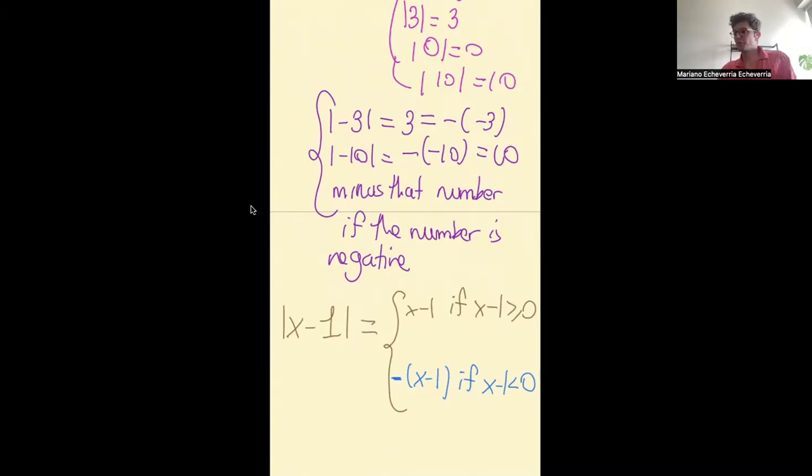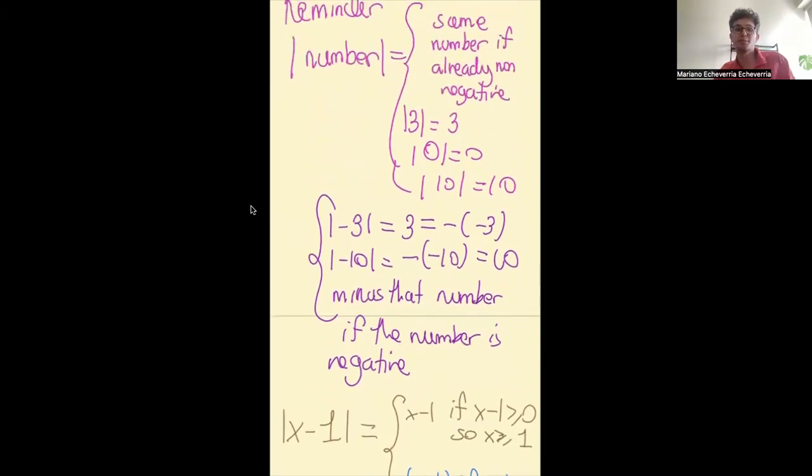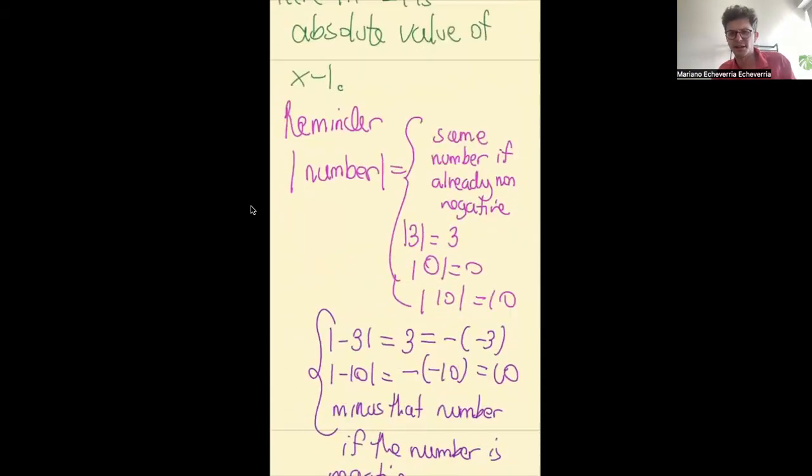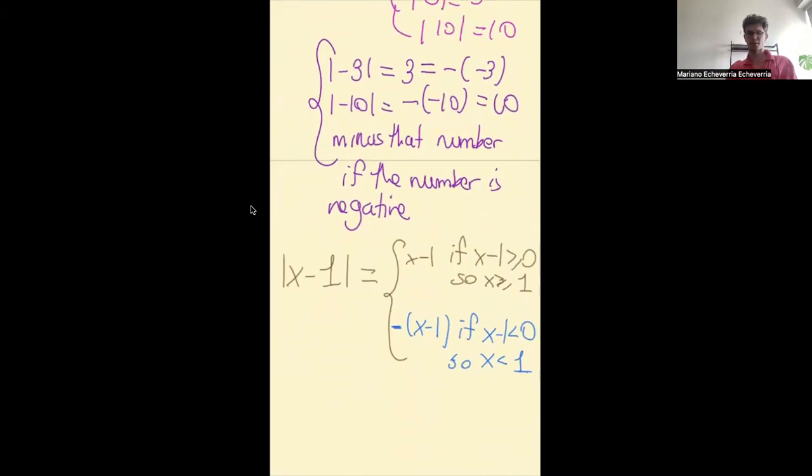But the thing to realize is that saying that x minus 1 should be greater or equal to 0 is the same as saying that x has to be greater or equal to 1. And saying that x minus 1 should be negative is the same as saying that x should be less than 1. So what I'm trying to say is that the place where this formula for absolute value changes is exactly at x equals 1, which is good because that's precisely where we're analyzing the limit. Is that making sense?